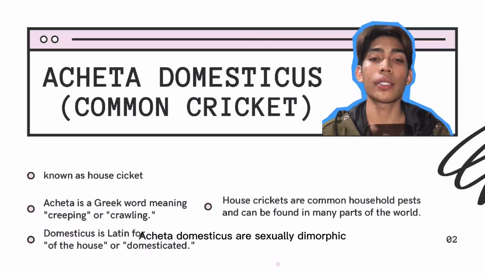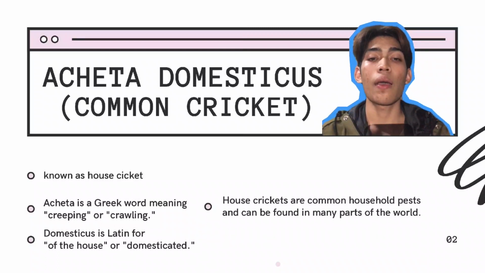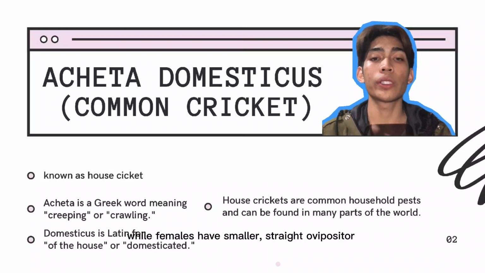House crickets, Acheta domesticus, are sexually dimorphic, meaning that males and females have different physical characteristics. Male house crickets have a larger curved ovipositor, which is their reproductive organ on the end of their abdomen, while females have a smaller straight ovipositor.